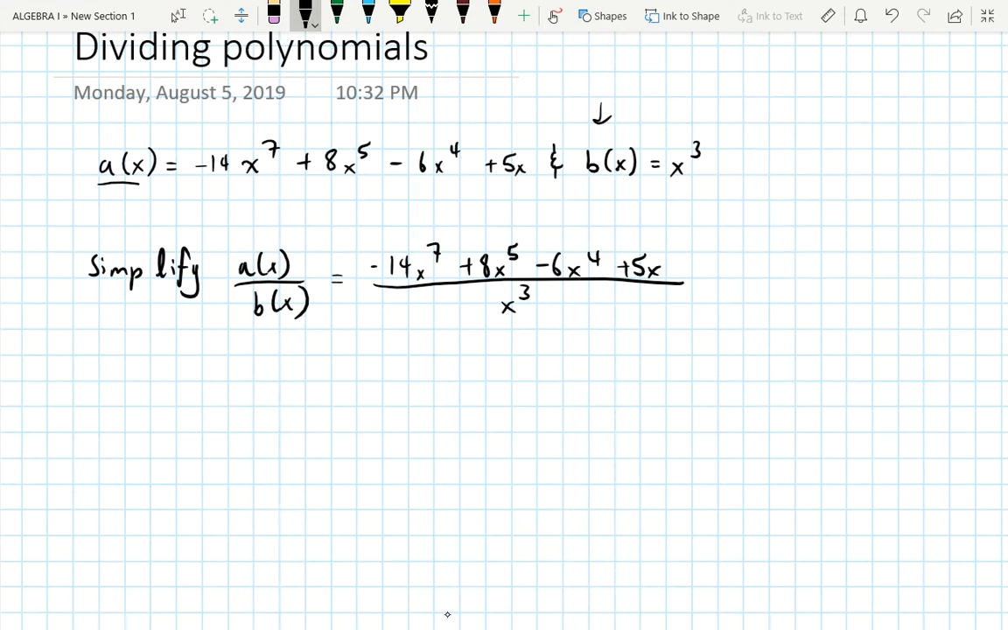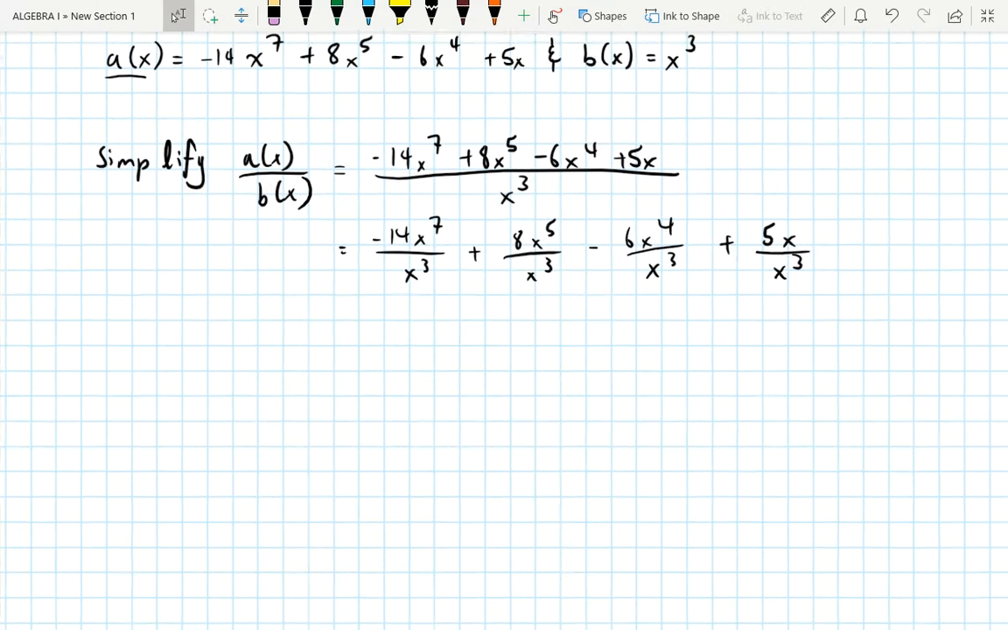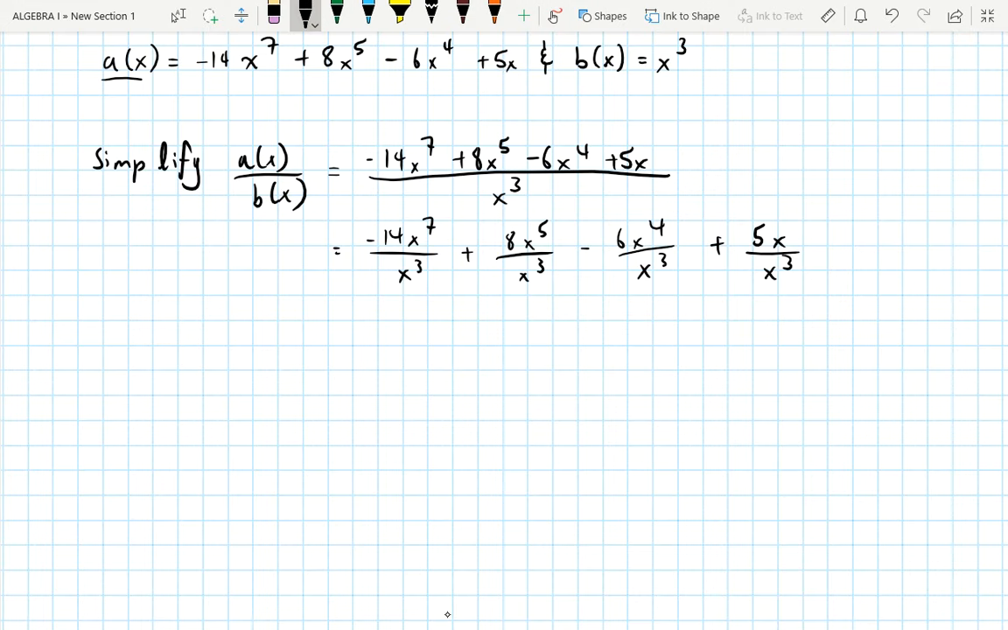If I only have a single term in the denominator, what I can do is break the fraction up among every plus sign and subtraction sign. So what I've got here is 14x to the 7th divided by x cubed plus 8x to the 5th divided by x cubed minus 6x to the 4th divided by x cubed plus 5x divided by x cubed. Okay, so what I've got here is 14x to the 7th divided by x cubed.